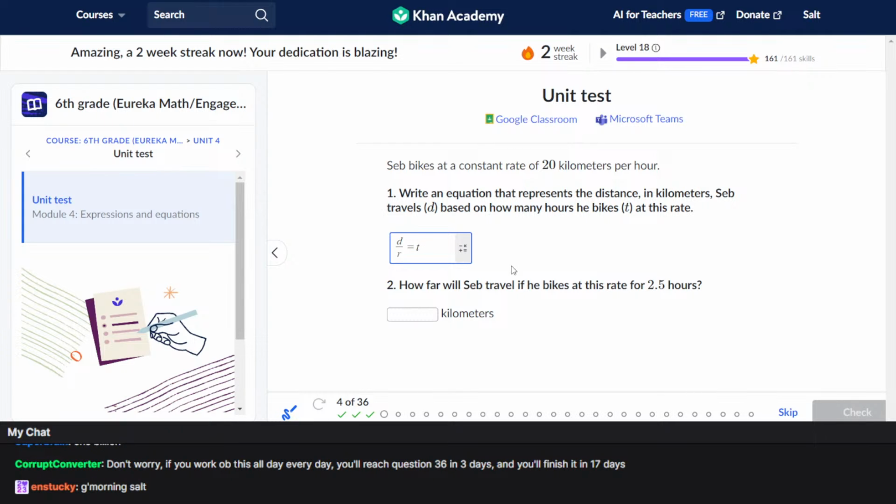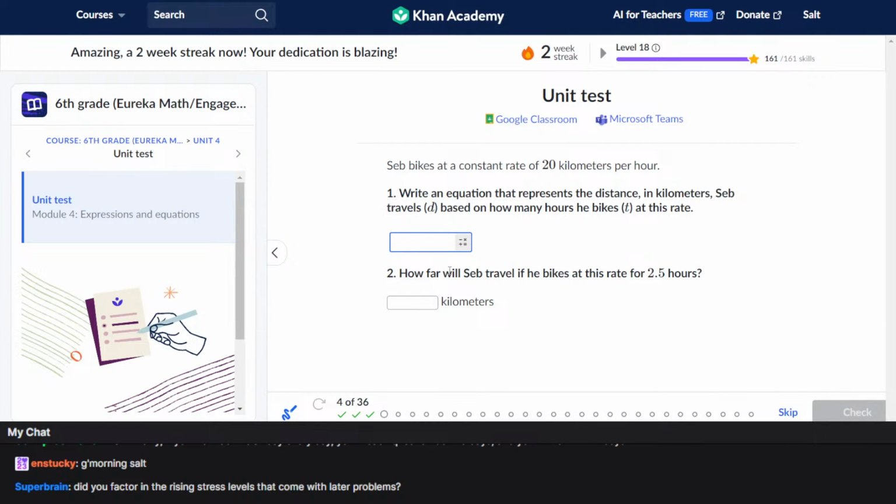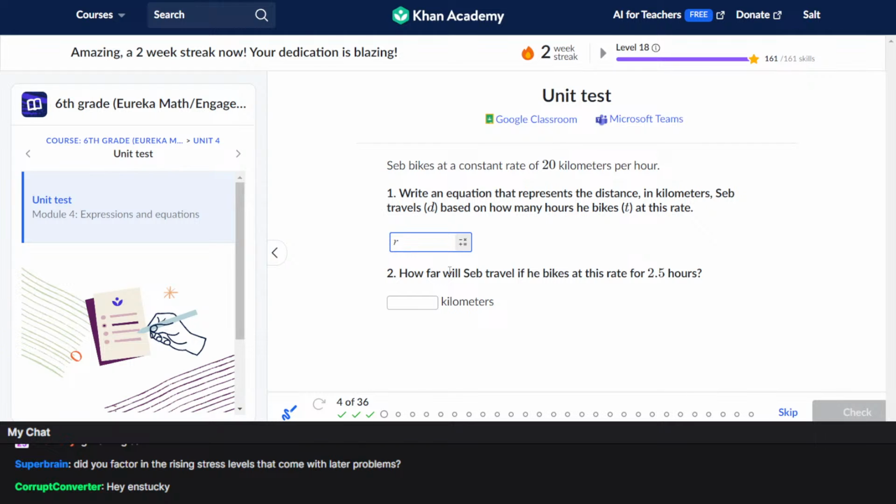Equals time. We want distance though. And Stucky says good morning, salt. Time times rate. Oh, hi, Insucky. Good morning.